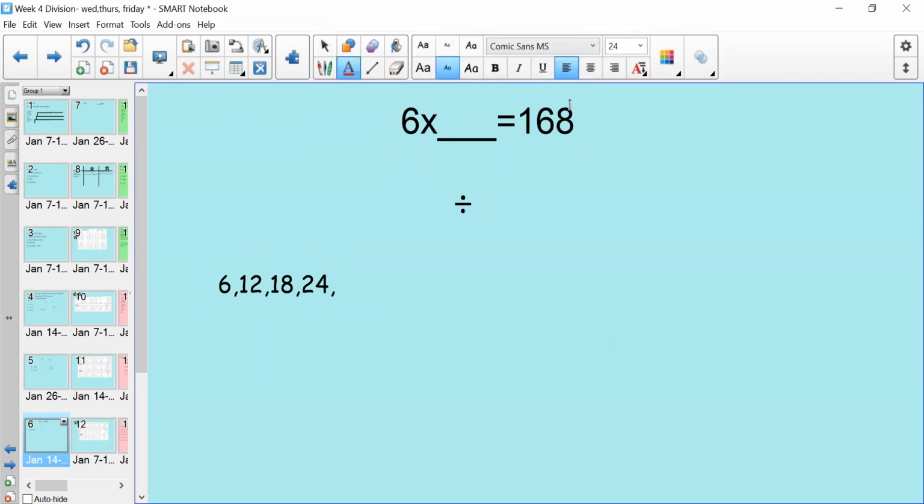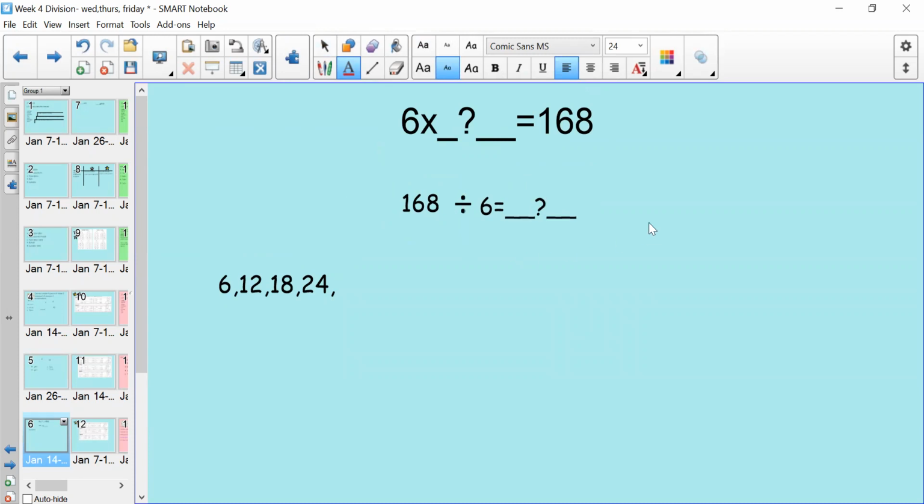Okay, I would put 168 as my whole number at the beginning of my division sum, because that is where the whole number goes. Then I'm going to divide by 6, and it'll equal something. So the answer that goes here is going to be this answer.